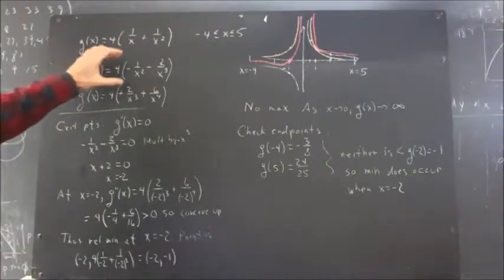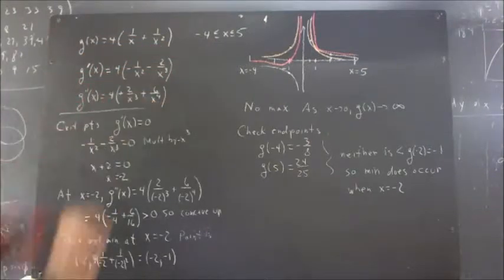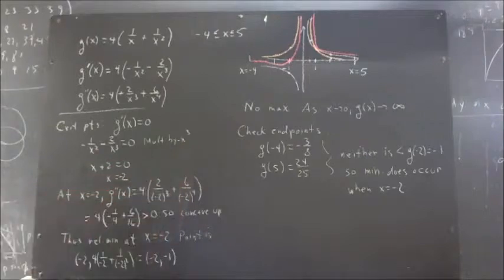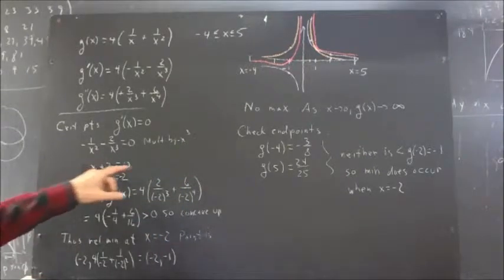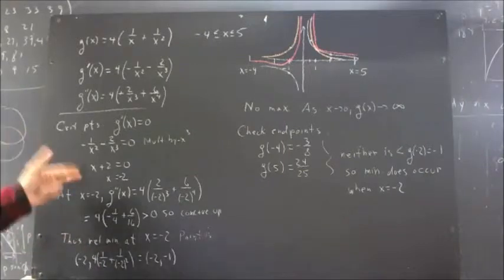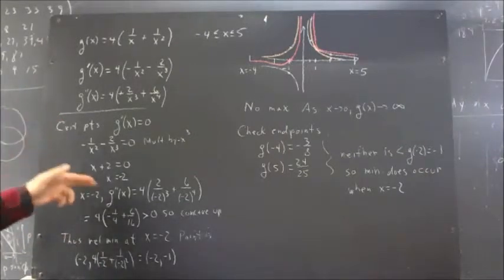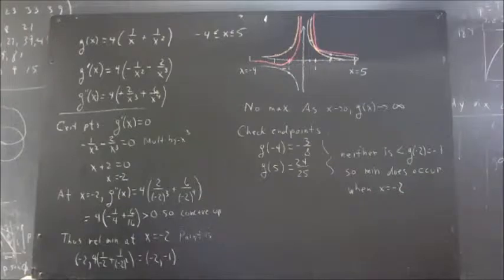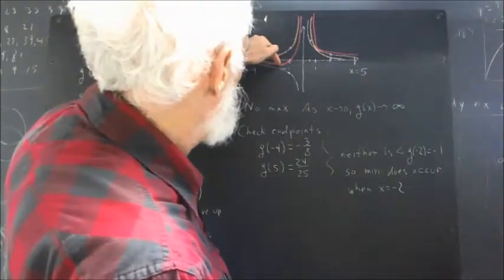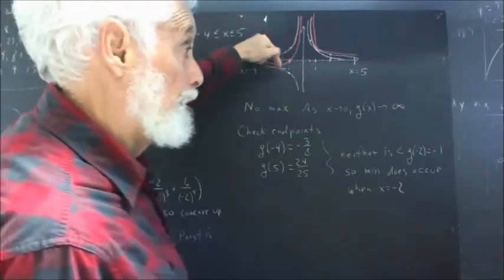So g prime of x is going to be 0 when the quantity in the parentheses is 0. We multiply by negative x cubed and get x plus 2 equals 0, a solution x equals negative 2. Meaning that we only have one critical point. It occurs at x equals negative 2. Now, when I drew this, I put the low point at about negative 1.5.